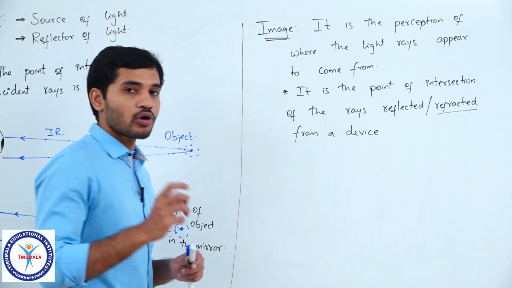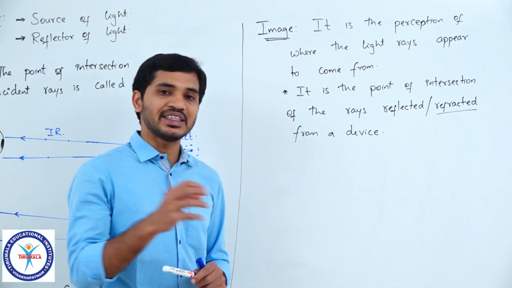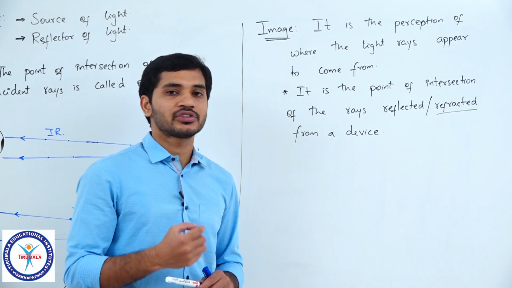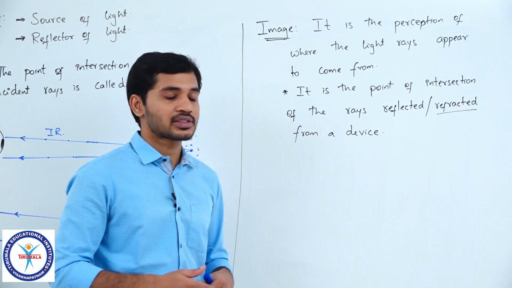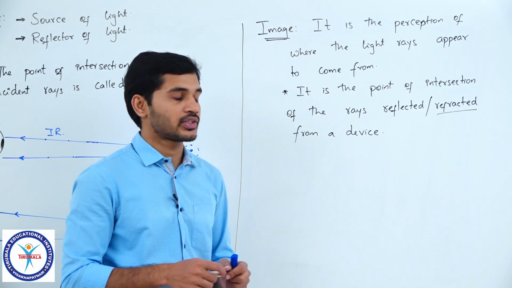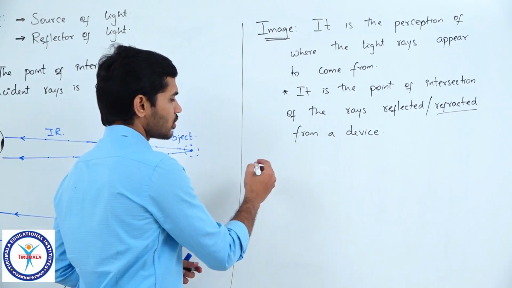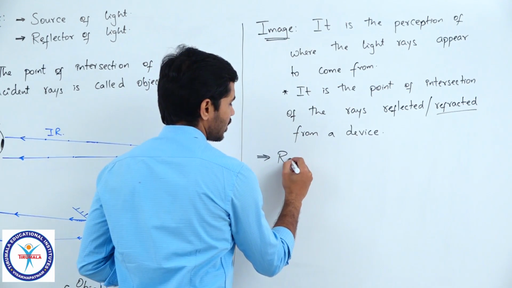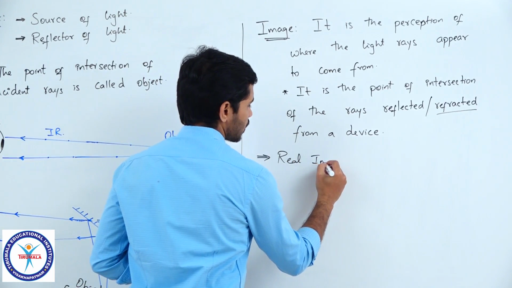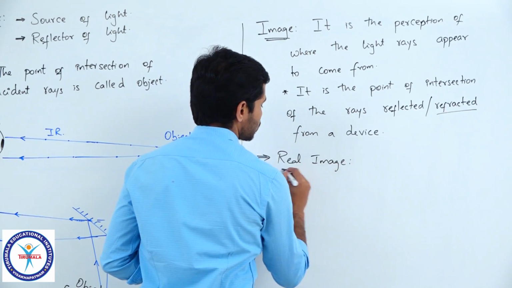Remember that the object is located by using the incident rays, and the image is located by using the reflected rays, or in the coming cases, refracted rays. Based on these intersections, we will be defining them as real image and virtual image.